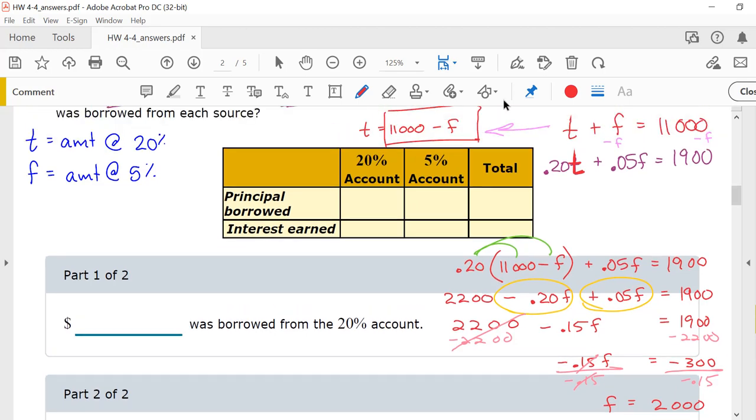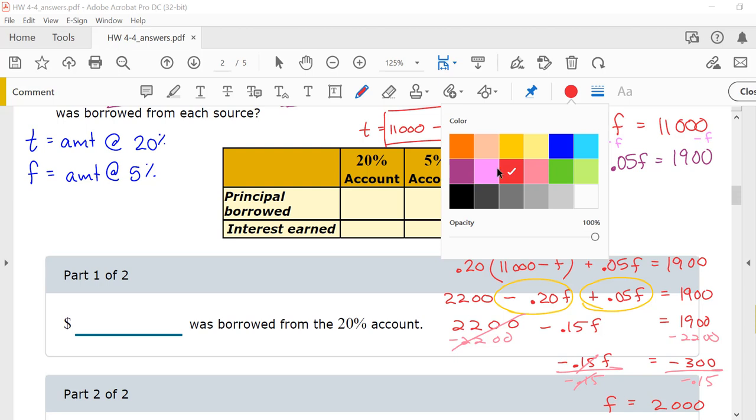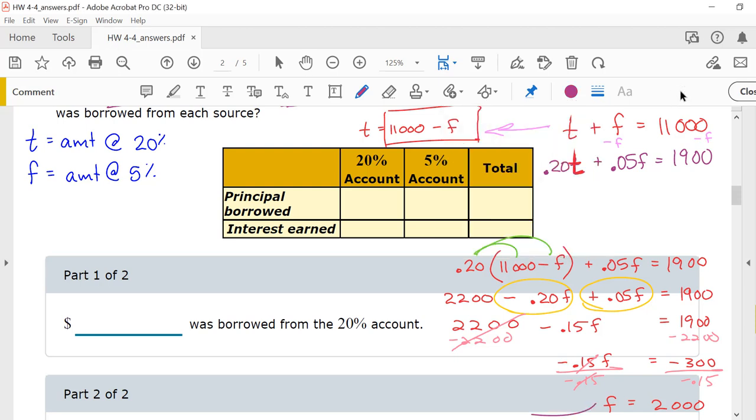How do I get the other? Let's see here. I'm going to plug that back into that equation. So T equals 11,000 minus F, which was 2,000. 11,000 minus 2,000 is 9,000. So 9,000 was borrowed from the 20% account.